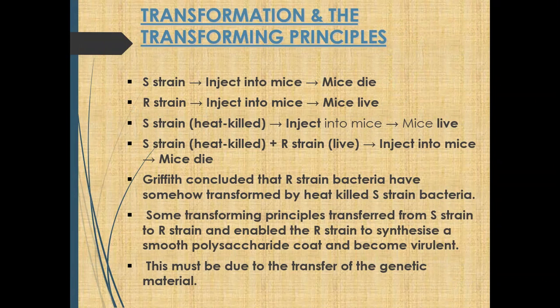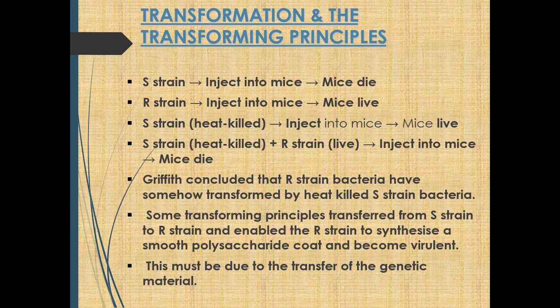So here is the transformation and the transforming principle. When S strain is injected into mice, mice die. When R strain is injected into mice, mice survive. If the S strain is heat killed and injected into mice, then mice survive. And heat killed S strain plus live R strain injected into the mice, the mice die. So Griffith concluded that R strain bacteria have somehow been transformed by heat killed S strain bacteria.